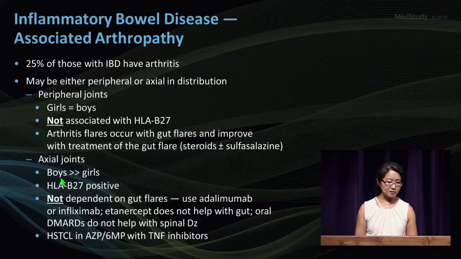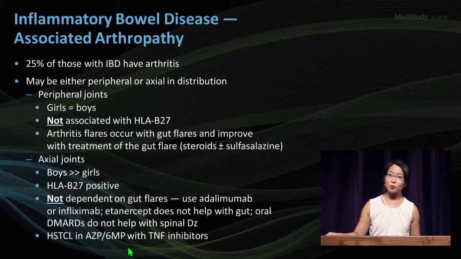Typically, with spinal disease, boys are more afflicted than girls. I'd mentioned that these patients typically will have HLA-B27 positivity. We use TNF inhibitors in these patients. Now this, I believe you'll have to know on your boards.